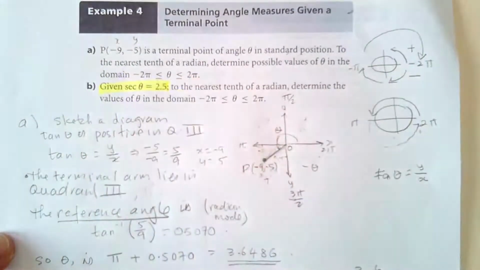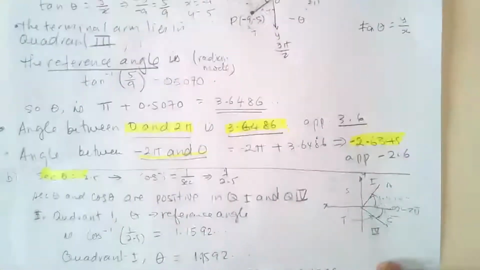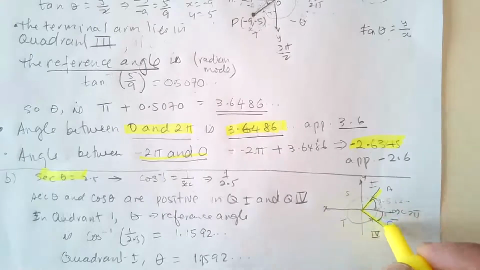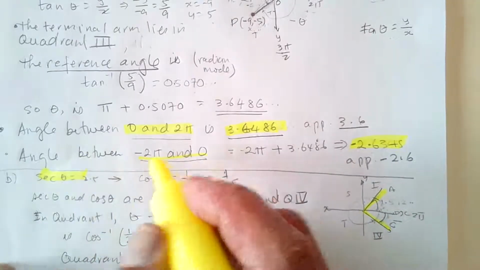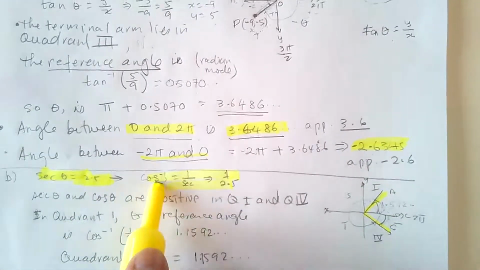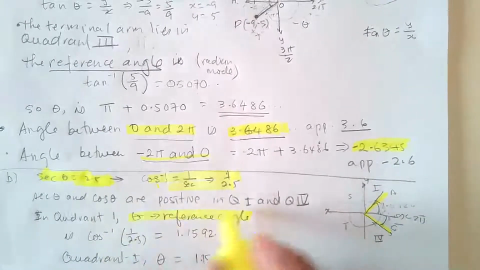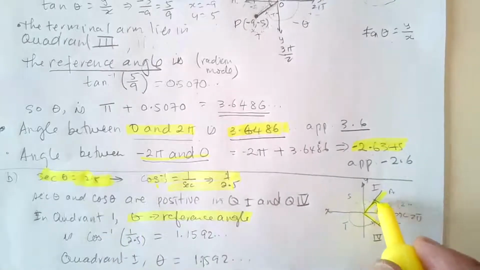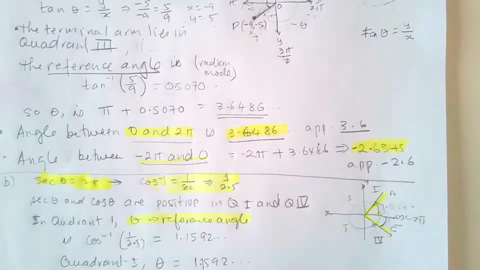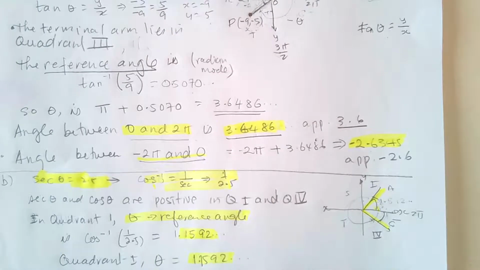So make sure I got these right. Okay, so I'll go back to my original question. So you're given secant 2.5 to the nearest 10th of a radian. Determine the value of theta. Step 1, we find the quadrant. Cos or secant is positive because it's given as positive. And we use the inverse of cos, which is 1 over secant, to find our reference angle. We find the reference angle is the first angle of theta, this one here, which is 1.159.